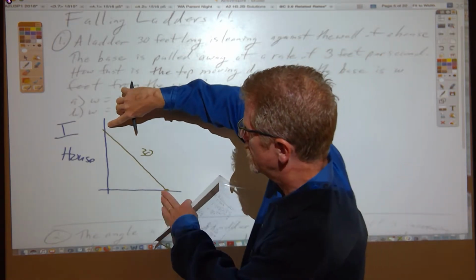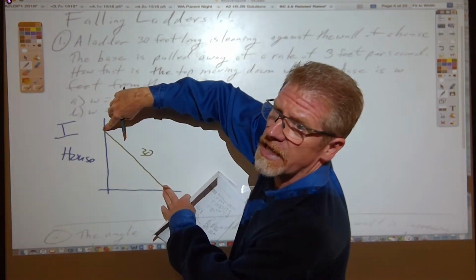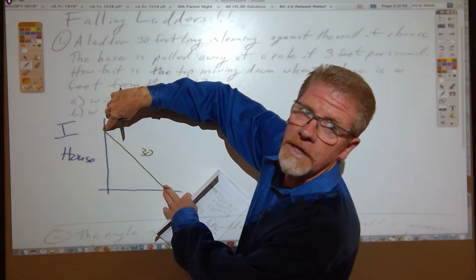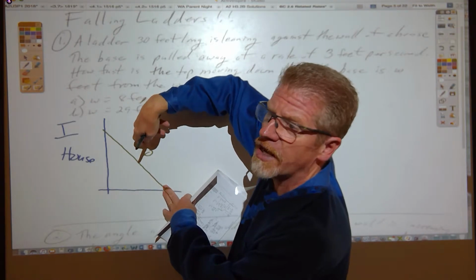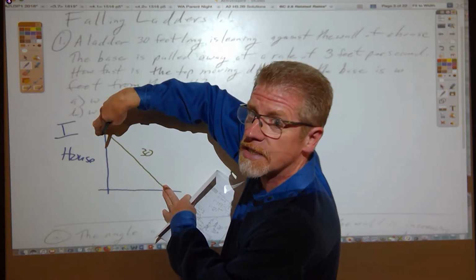So 30, the length of the ladder. Is that number constant or variable? Constant. It's constant, so we just write 30. We don't write L for length. If it's a number that stays the same, use the number.